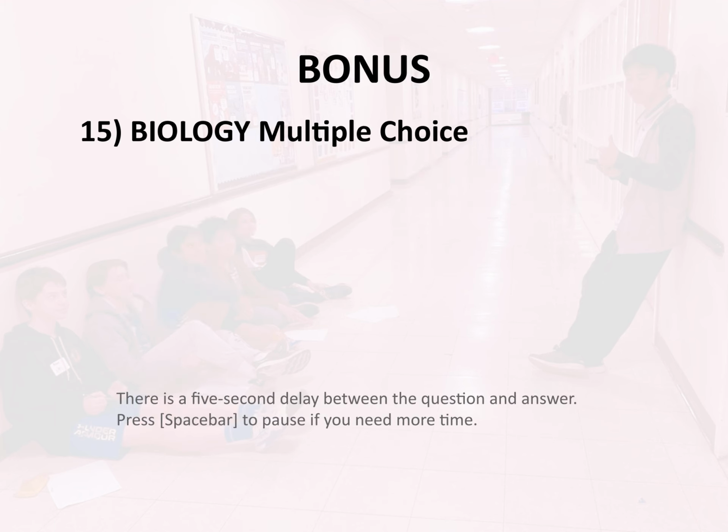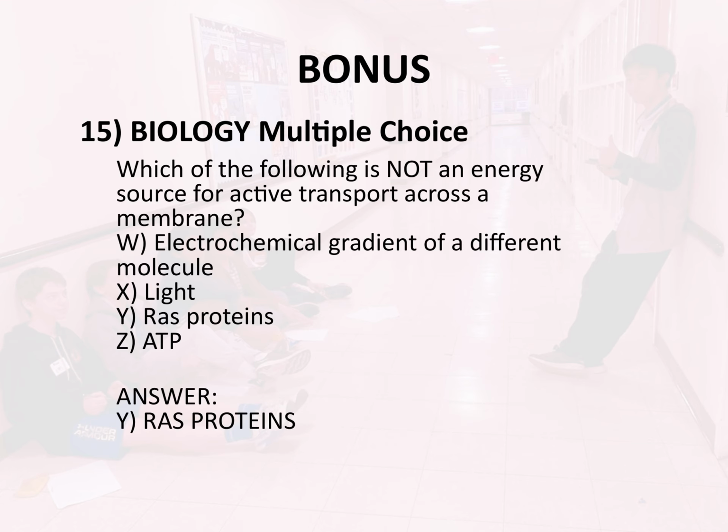Bonus 15. Biology. Multiple choice. Which of the following is not an energy source for active transport across a membrane? W. Electrochemical gradient of a different molecule, X. Light, Y. Ras proteins, Z. ATP. Answer: Y. Ras proteins.